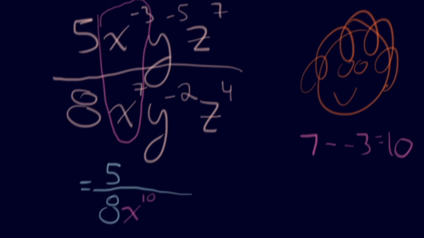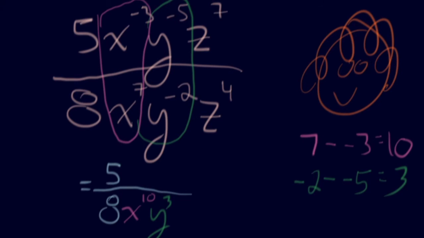All right, let's go with our y's now. What number is bigger? This is tricky. -5 or -2? -2 is bigger. So I know my y's are going to go down here. And I have to go and subtract. What's -2 minus -5? That's going to be 3.